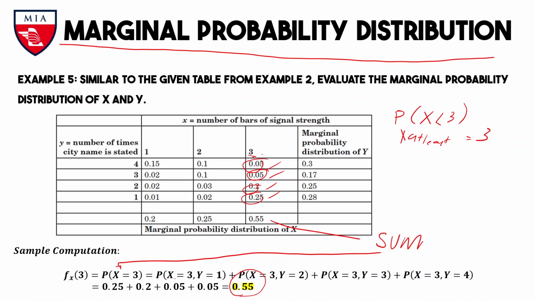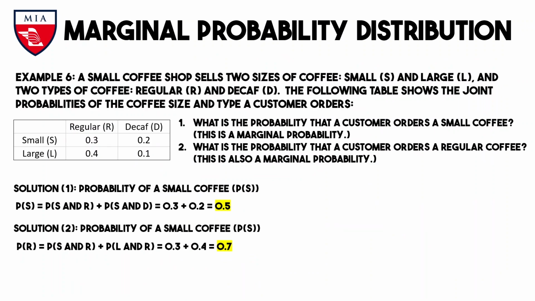So it depends on the given, and it also depends on the required that the problem will present. Okay? So example number 6. A small coffee shop sells two sizes of coffee. So we have small for S and large for L. And two types of coffee. So we have regular for R and decaf for D. So the following table shows the joint probabilities of the coffee size and type a customer orders.